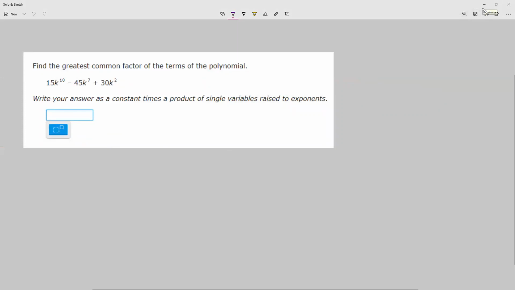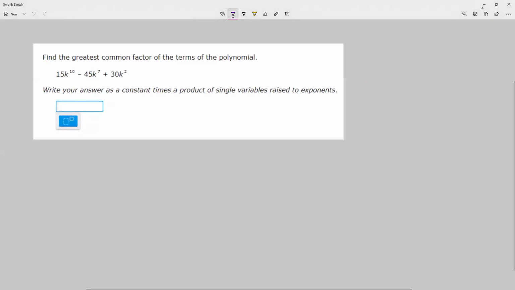Greatest common factor when it's written out like this. So same kind of idea. I'm just looking at them as being separated. So I have 15, 45, and 30. So I can divide all of those by 15. And then I have 10 K's, 7 K's, and 2 K's. So I can only take 2 K's out of this term, which means I can only take 2 K's out of all of them. That's the biggest amount I can do.